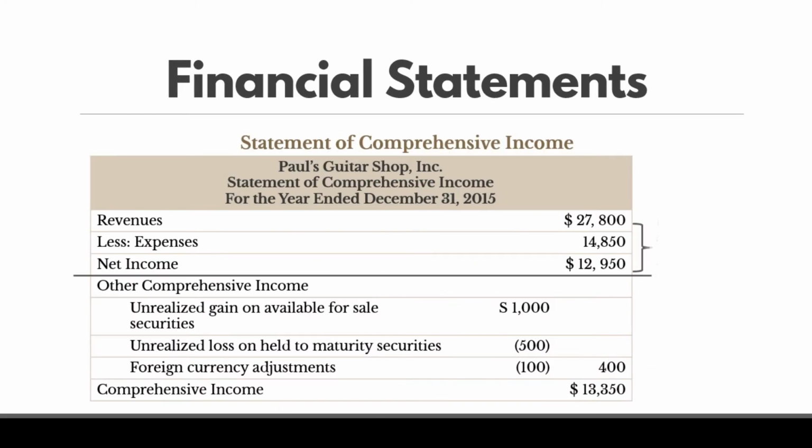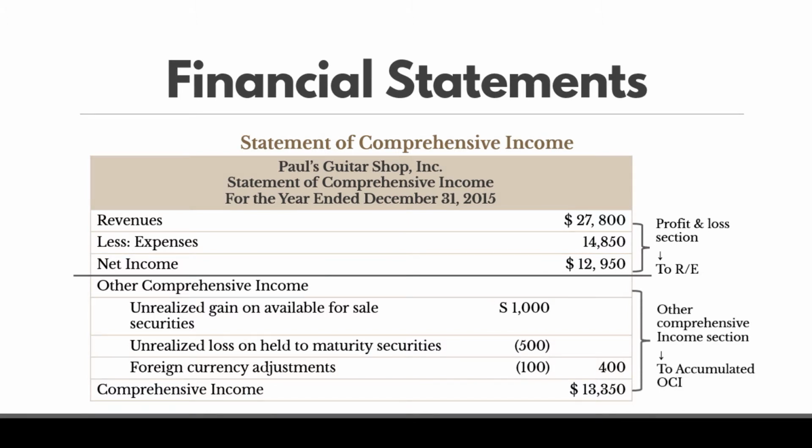Okay? So, lahat po ng items na nasa P&L section will be closed to the retained earnings account while all the transactions in the other comprehensive income section will be closed to the accumulated OCI na nandun sa ating equity section kanina sa balance sheet. So, yun po yung accumulated OCI. Doon po napupunta lahat ng mga accumulated unrealized gains and losses.